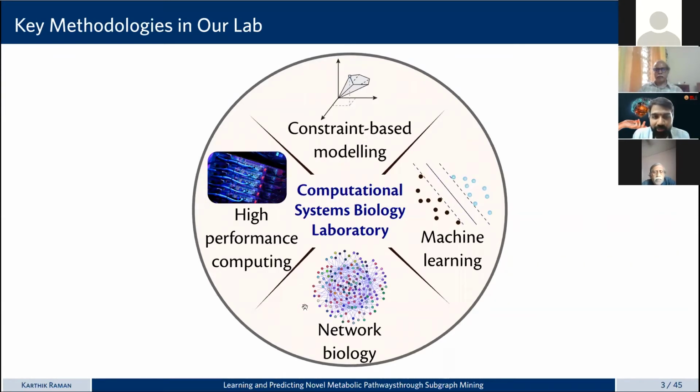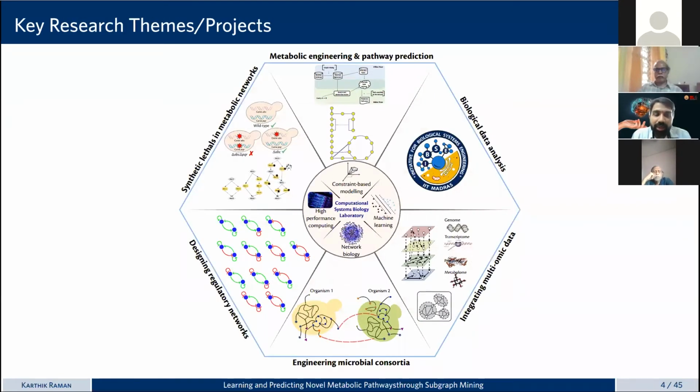But the crux of what I'm going to talk to you about today is somewhere in this intersection between network biology and machine learning, and I will tell you quickly what that is. So the key research themes in our lab are techniques that feed into several applications, stemming from metabolic engineering and pathway prediction, or trying to identify synthetic lethals in metabolic networks, designing gene regulatory networks, or most importantly, trying to understand and engineer microbial interactions.